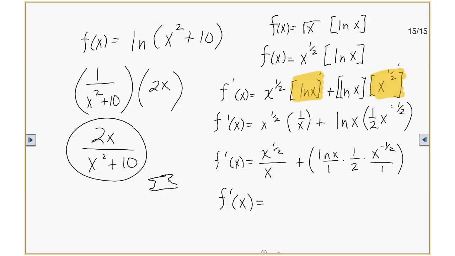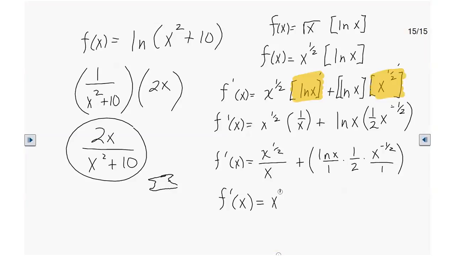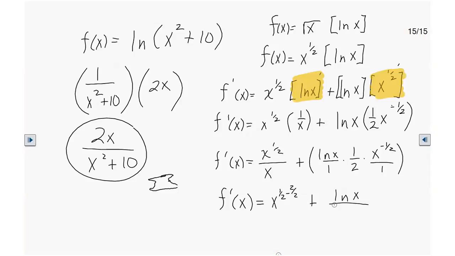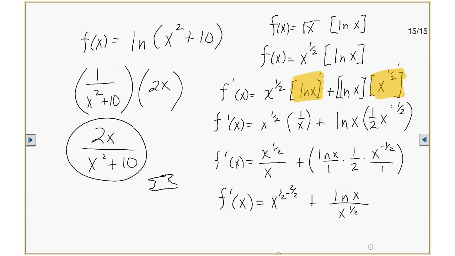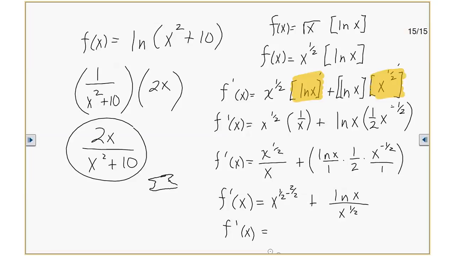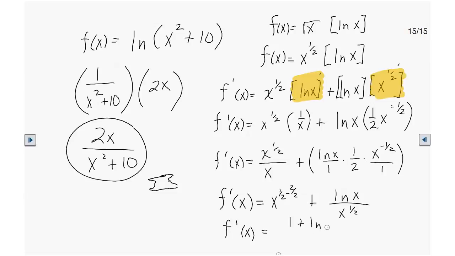So this is x to the 1/2 minus 2/2, using the subtraction rule, plus this is natural log of x over x to the 1/2. And this is x to the negative 1/2, which is 1 over x to the half. So f prime of x, I think we get a common denominator, don't we? Yes. So that'd be 1 plus the natural log of x over x to the 1/2. Somebody check me.